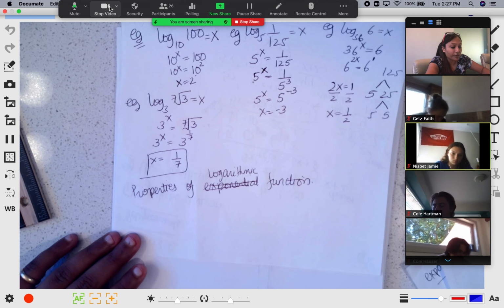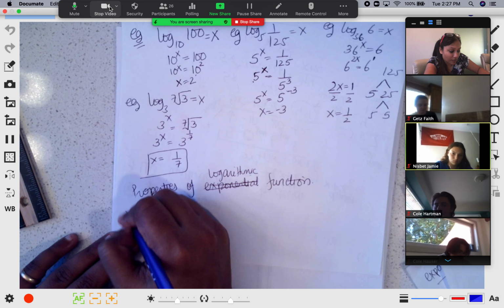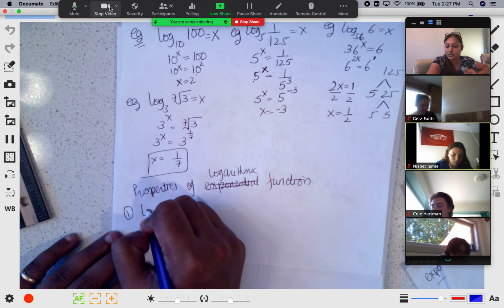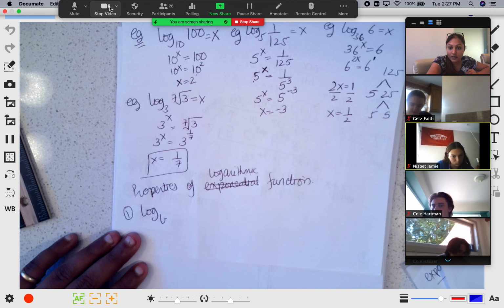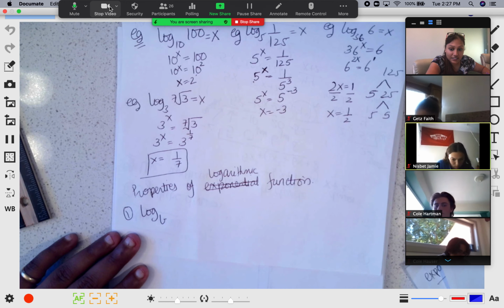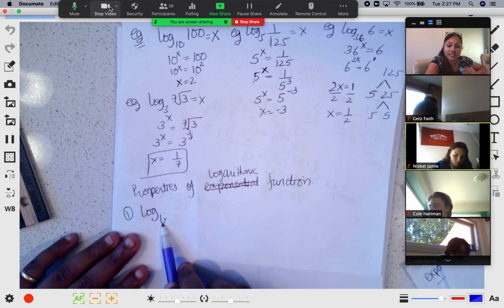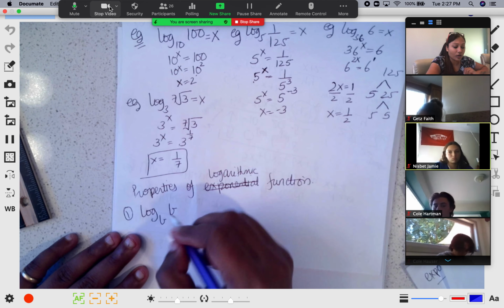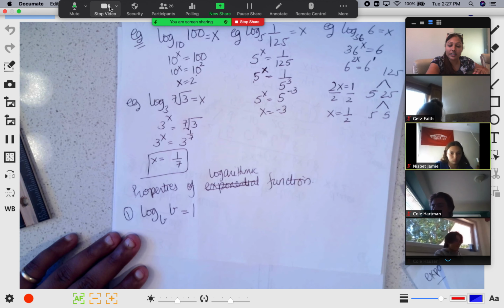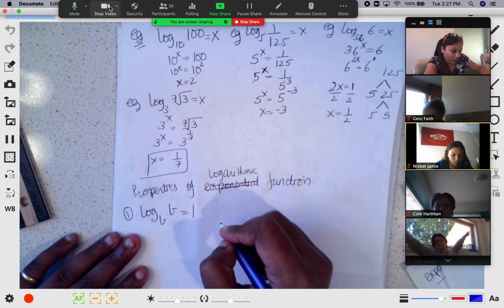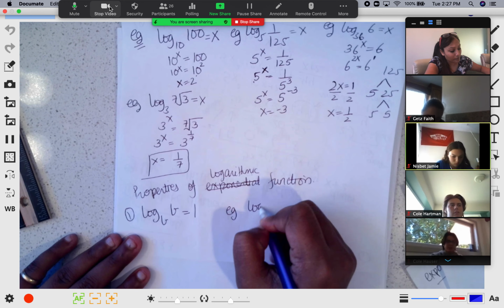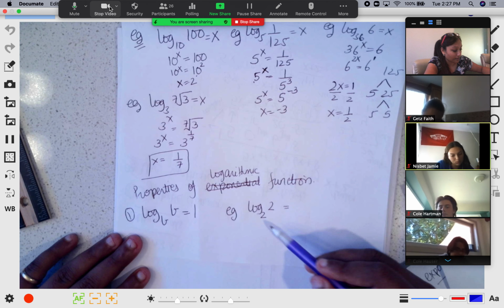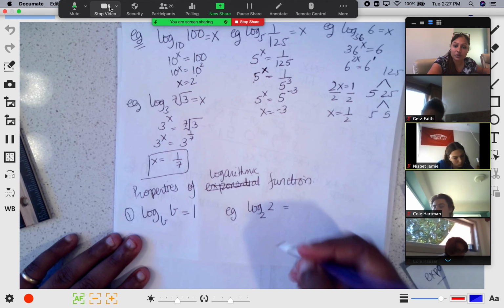So the first property today: if you have some log with base b, and here also I have the same b, my base and my number are exactly the same, it will equal 1. You don't have to solve anything. You should know directly. Example, what's the value of log base 2 of 2? Since they're exactly the same, I know my answer is going to be 1.